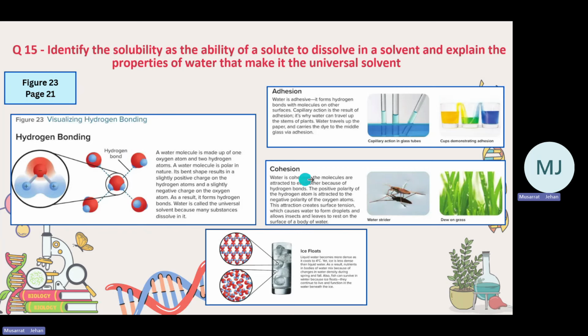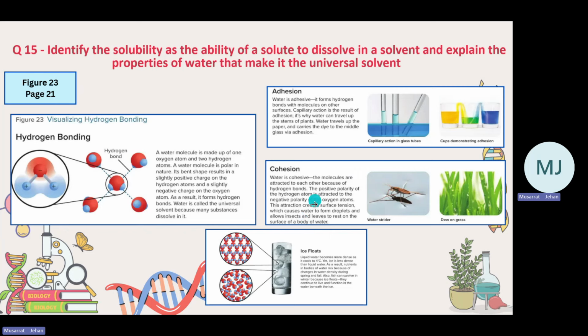This is because of cohesion. So cohesive means the molecules are attracted to each other, so the attraction is between water molecules. Here the attraction is with other molecules on another surface. Here it is between water molecules. The positive polarity of the hydrogen atom is attracted to the negative polarity of the oxygen, like here. This attraction creates surface tension.